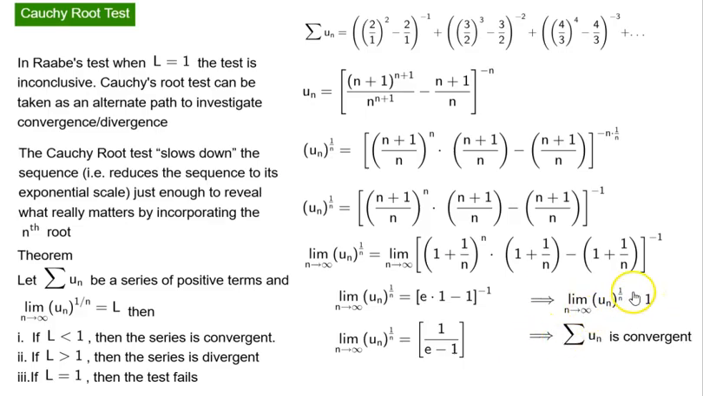Since the limit is less than 1, what do we have? That the series is convergent. That was Cauchy's root test.